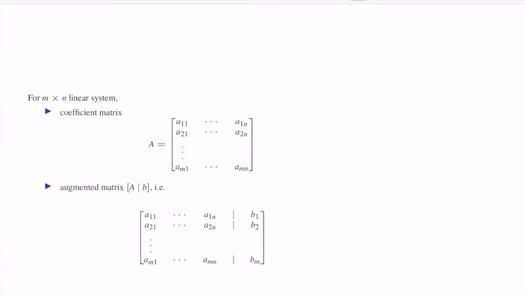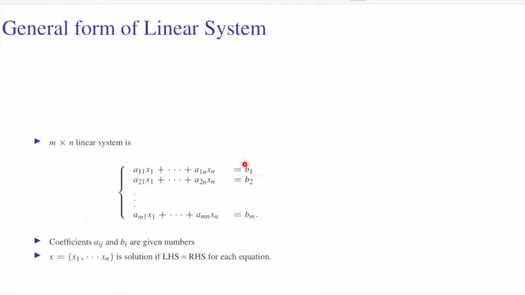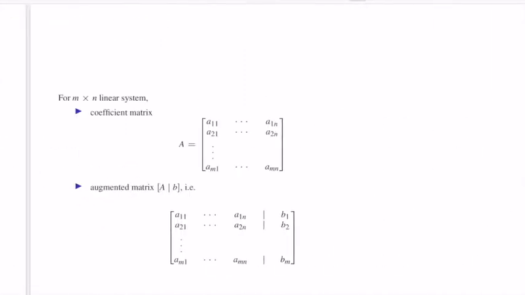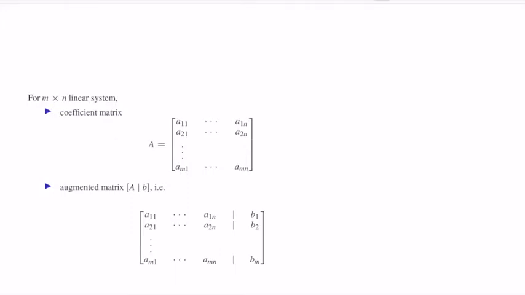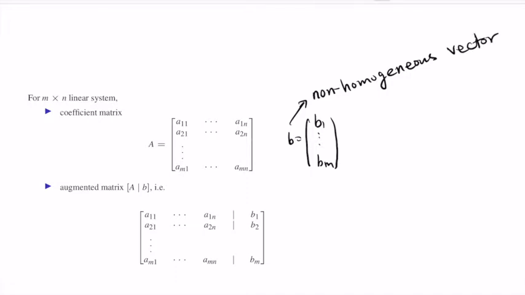Now, we can use b to represent all the given numbers or all the coefficients on the right-hand side. This is called non-homogeneous term. So B stands for B1, all the way to Bm, which is an M by 1 matrix, or you can say M-dimensional column vector. And it has a name, non-homogeneous vector.